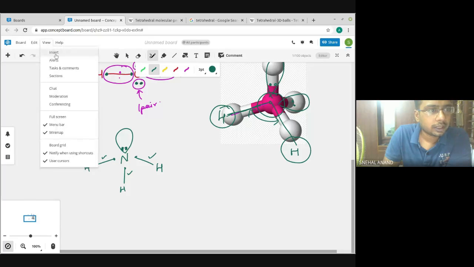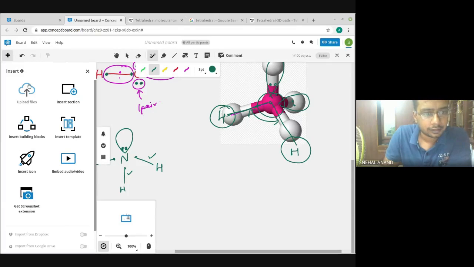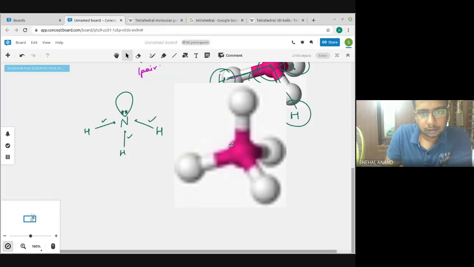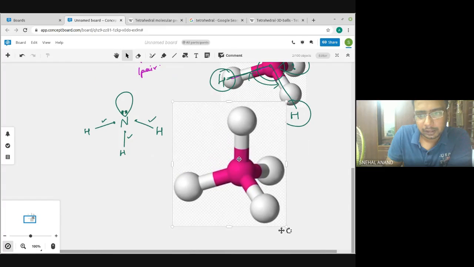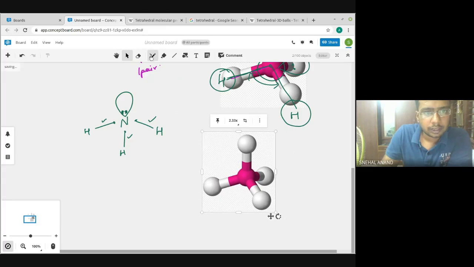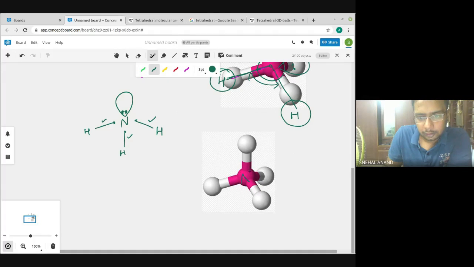So the structure will again be like a tetrahedral. Even in ammonia, the structure will be like a tetrahedral like this, where this is the central nitrogen. You have one hydrogen, another hydrogen, the third hydrogen, and above you have this lone pair of electrons, but this is not visible. Okay, so this is how the structure of ammonia will look.